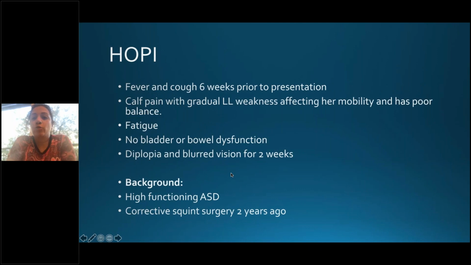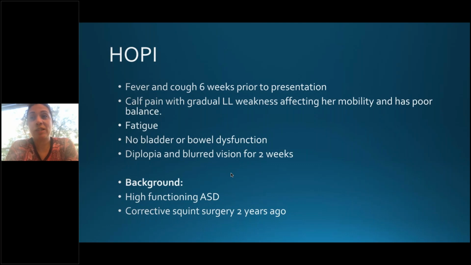When we looked at her history of present illness, she had fever and cough 6 weeks prior to the presentation. She was presenting with gradual lower limb weakness and pain, and it was affecting her mobility as well as her balance. So she was using a stick to help her walk. She was complaining of extreme fatigue, but there was no bladder or bowel dysfunction. And she was also complaining of diplopia and blurred vision for around 2 weeks.